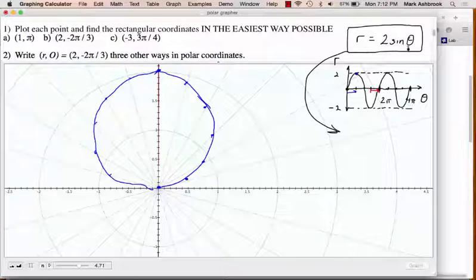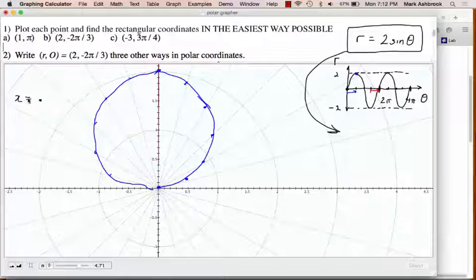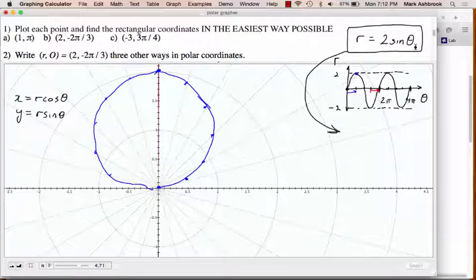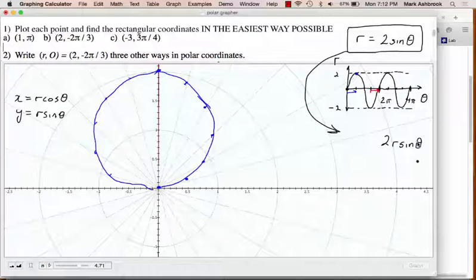If I had something else, what would be really helpful? Instead of just 2 sine theta, if it was 2r sine theta, because then what would it be? Oh, how quickly they forget. x equals r cosine theta, remember? y equals r sine theta. So look, I have 2 sine theta. What if I had 2r sine theta? Then what would that be? 2y. But if I multiply the right by r, what about the left? Got to multiply the left by r.